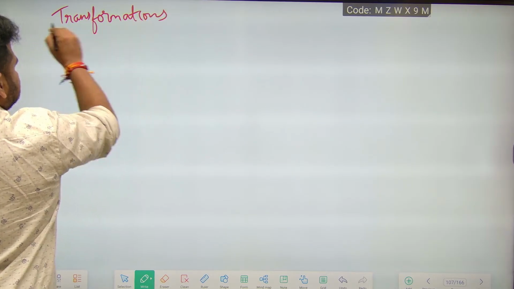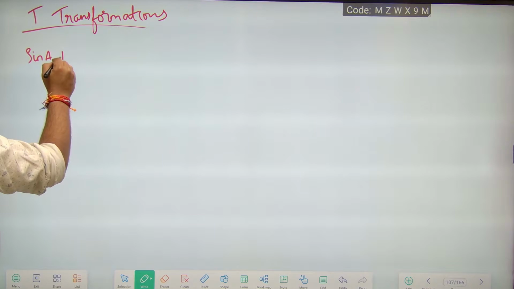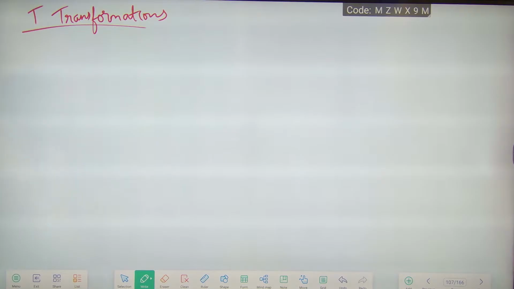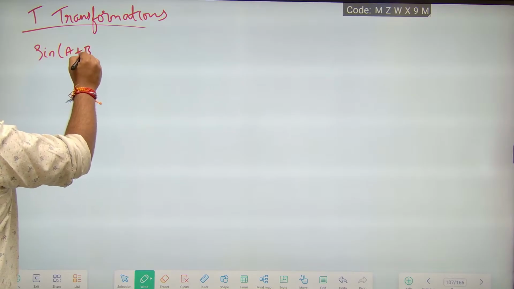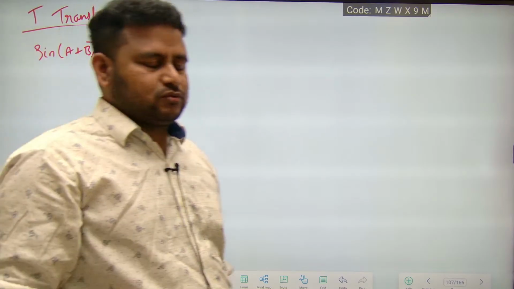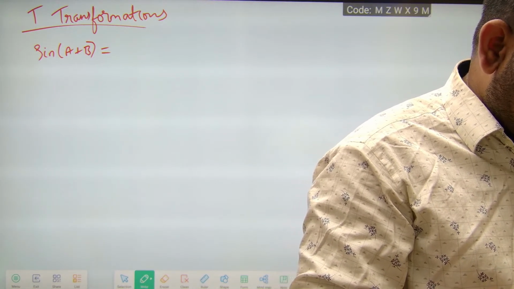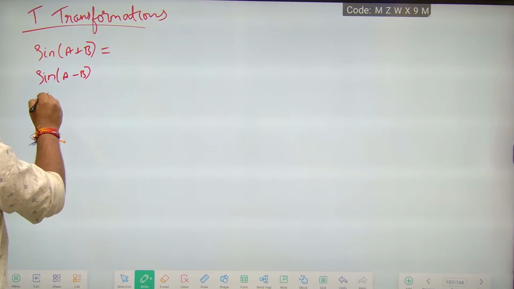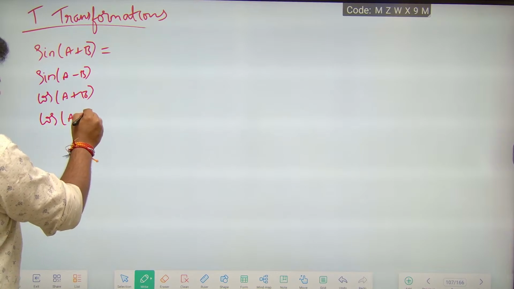Trigonometric transformations. Certain formulas you have to remember. First, let me write this. What is the formula? Sin of A plus B is equal to what? This formula we will be writing. Then what are the other formulas that we will be learning? Sin of A plus B, sin of A minus B, cos of A plus B, cos of A minus B. These are the formulas we will be learning.